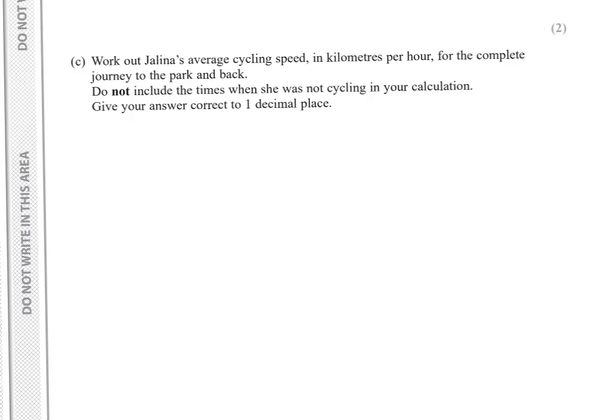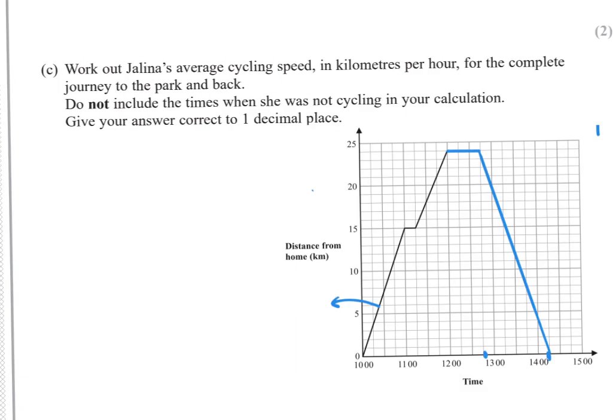Now work out Jalina's average cycling speed in kilometers per hour for the complete journey to the park and back. Do not include the times when she was not cycling in your calculation. Average speed, total distance over total time. Now total distance from home to the park, 24, and we have the same distance from park to home, so 24 plus 24, so 48. So total distance 48 kilometers.